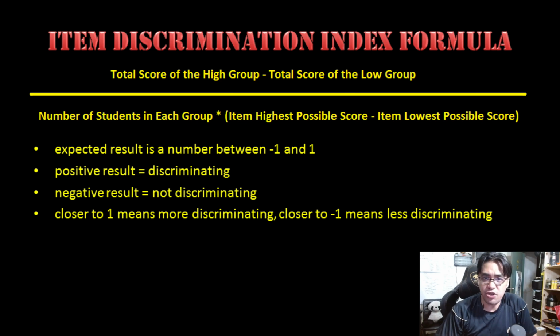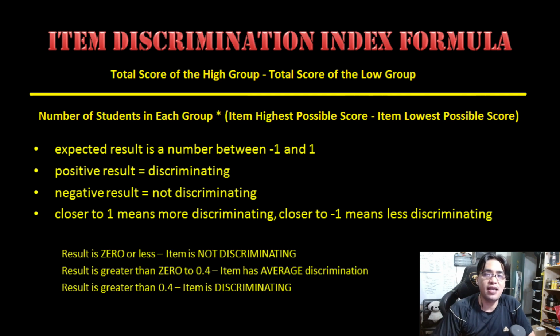The item discrimination index thresholds will depend on your own standards as a teacher and will depend on the nature of the test itself and the standards of your school. It will also depend on the author or professor you are listening to. But if I am to share what I was taught, I'd say that an item discrimination index of 0 or less means that the item is not discriminating. An item discrimination index greater than 0 to 0.4 means that the item has average discrimination. And an item discrimination index of greater than 0.4 means that the item is discriminating.